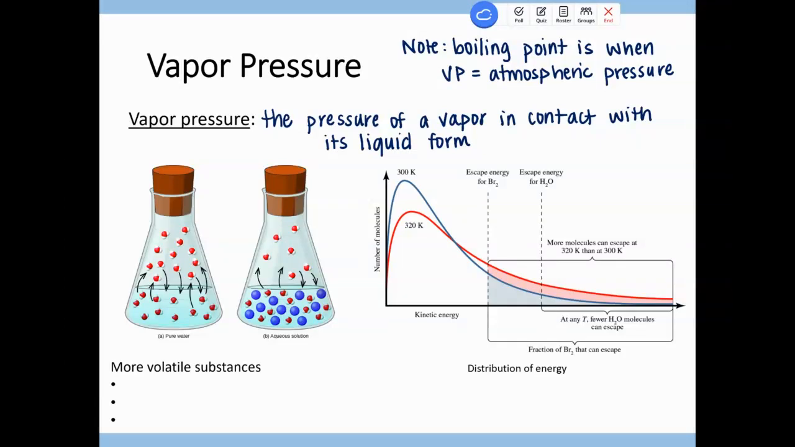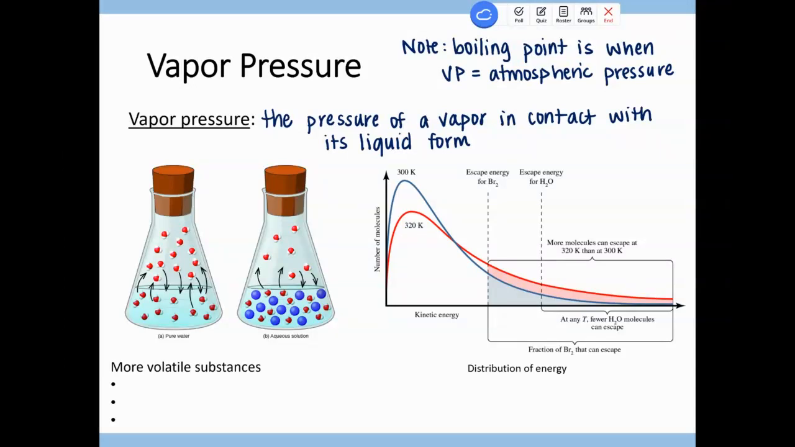As you add heat to a liquid sample, you're giving it more energy, so more particles have enough energy to vaporize, and then eventually everything will vaporize once it has a vapor pressure equal to atmospheric pressure. But even at room temperature, this is occurring. You have liquid molecules becoming a gas, and gaseous molecules losing energy and becoming a liquid.